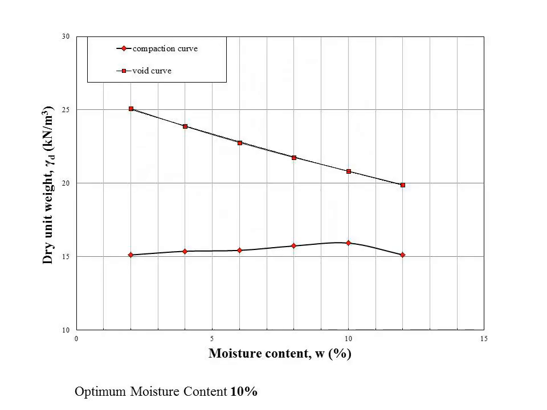Here is the graph of the compaction test. There are two lines. The top line represents the zero air void curve and the bottom line represents the compaction curve. The horizontal axis represents moisture content and the vertical axis represents dry unit weight. From that test, I found that at 10% moisture content, the dry unit weight is maximum. So the optimum moisture content is 10%. For further research, I chose 10% moisture content.